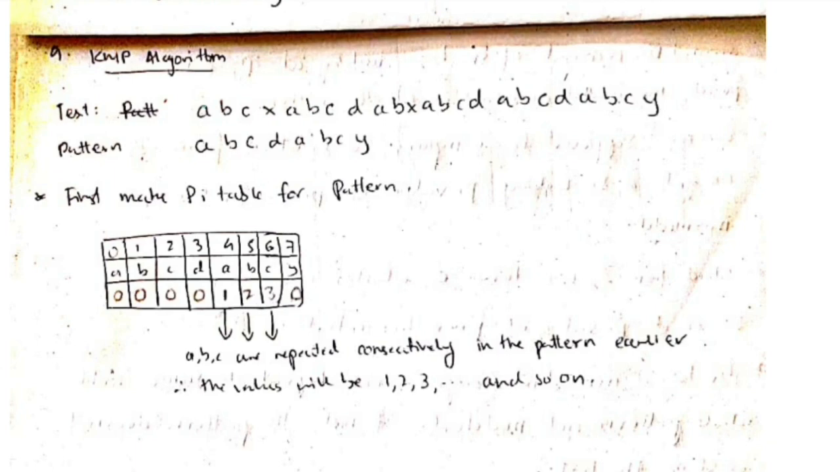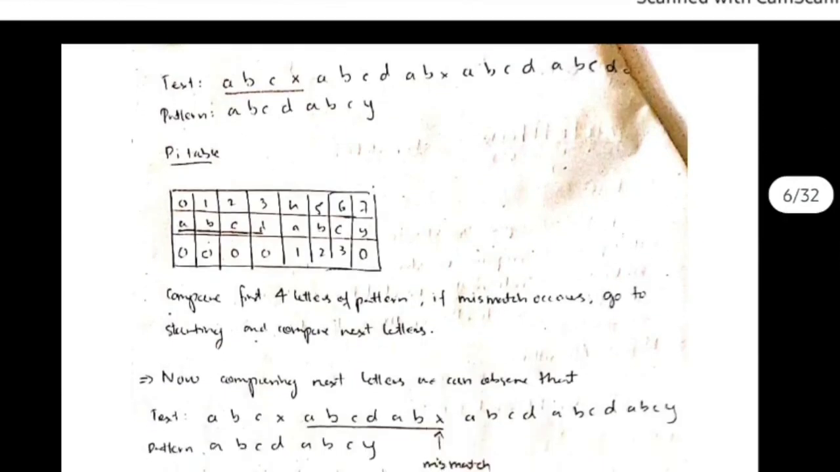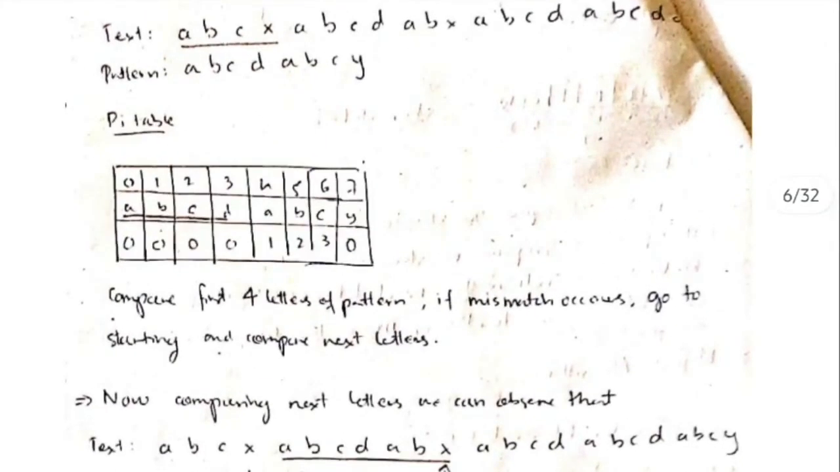First, our step is to make a pi table. In the pi table, where letters are repeated, we write the numbers. After that, we search for the similar repeating elements. First we check a and a, it's the same, so we move on. Then b and b, and likewise c and c. Then the mismatch happens here, d and x.